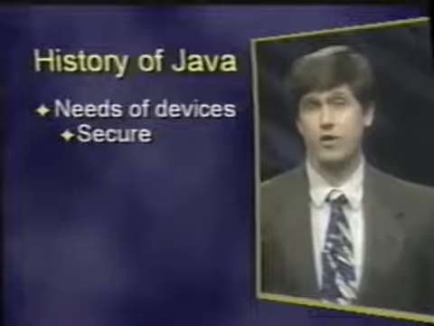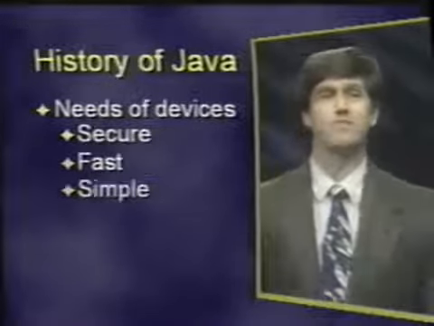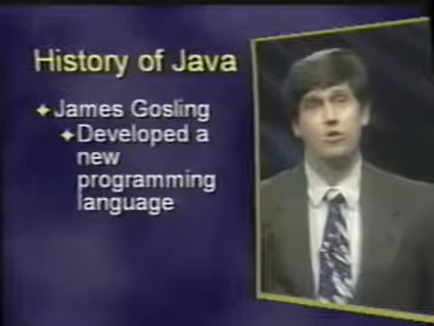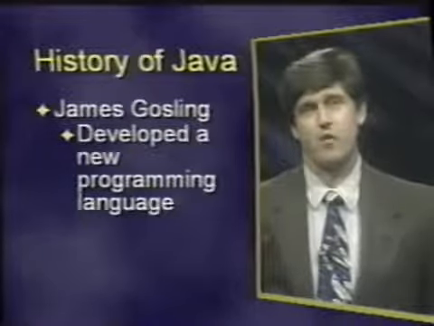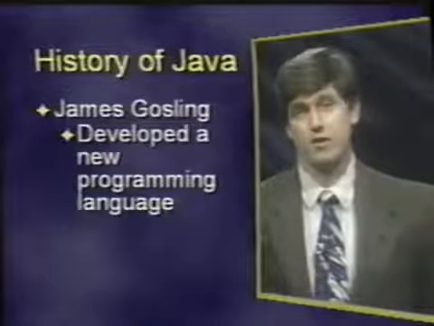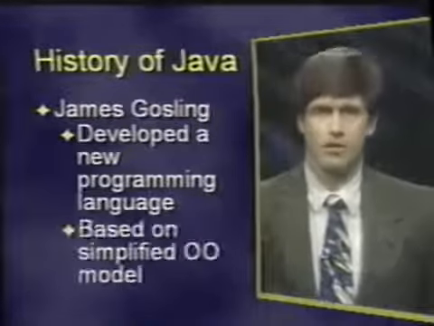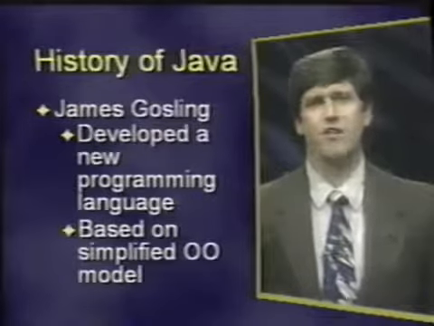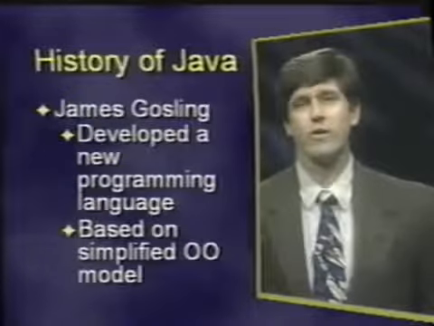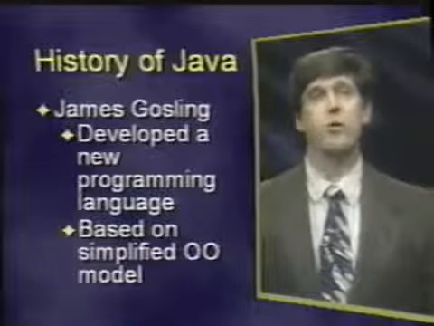Security, it's obvious that you need security when you're dealing with these types of devices. It needs to be fast and simple. So James Gosling at Sun developed a new programming language. He looked at the offerings out there and wasn't really happy with C++ or C or Smalltalk, so he decided to develop his own. So he took an object-oriented model and he simplified a lot of the constructs that made other programming languages overly complex or difficult to read or use, such as pointers and multiple inheritance.